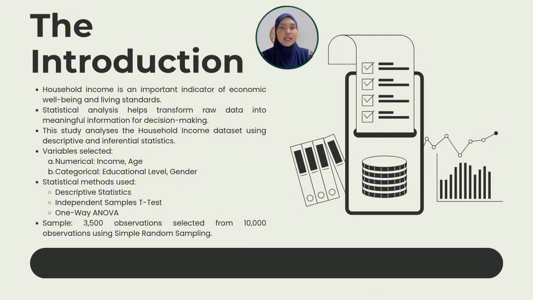This study focuses on analyzing a household income dataset to understand the demographic and socioeconomic characteristics of the respondents. Household income is an important measure of economic well-being. In this study, we selected 4 variables, namely income, age, educational level, and gender. A sample of 3,500 observations was randomly selected from a population of 10,000 observations. Both descriptive and inferential statistical techniques, including t-test and ANOVA, were used to analyze the data.